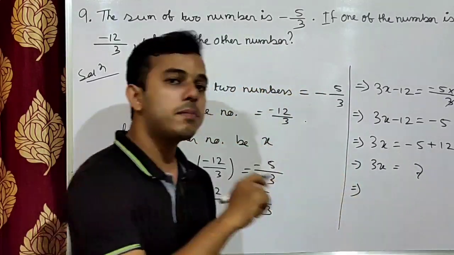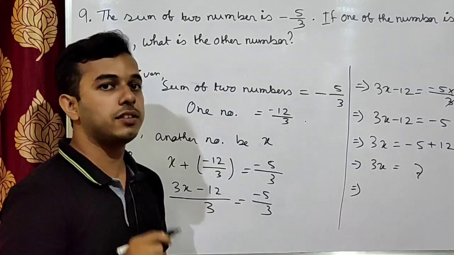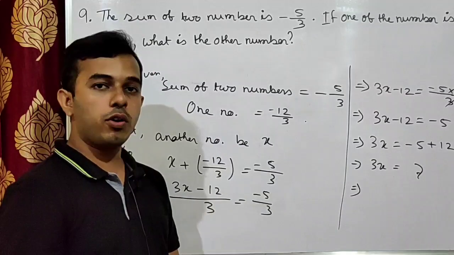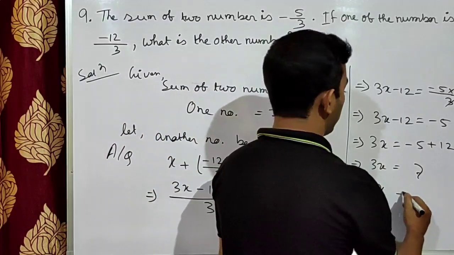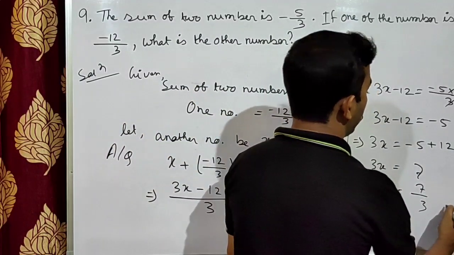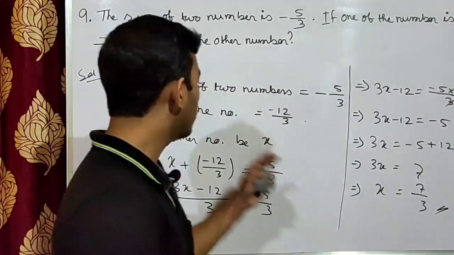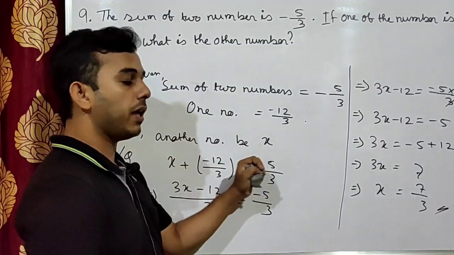Now 3 is multiplied with x, right? 3x. That means 3 is multiplied with x. So when we change the side, 3 will get divided. So it will be x equals 7 divided by 3. Now what is x? The other number be x.